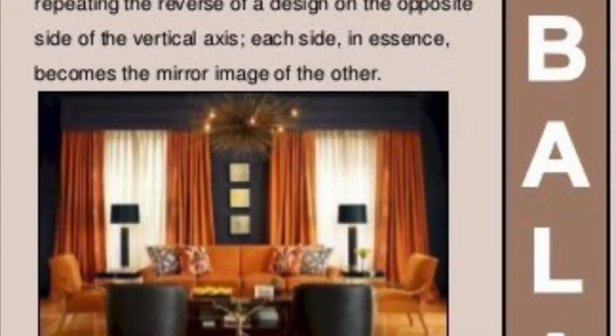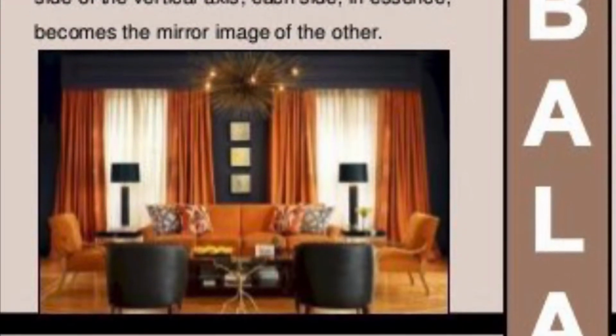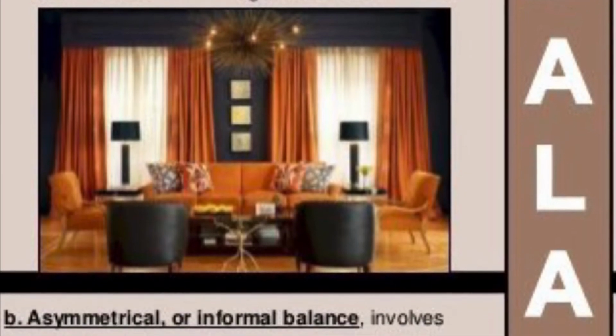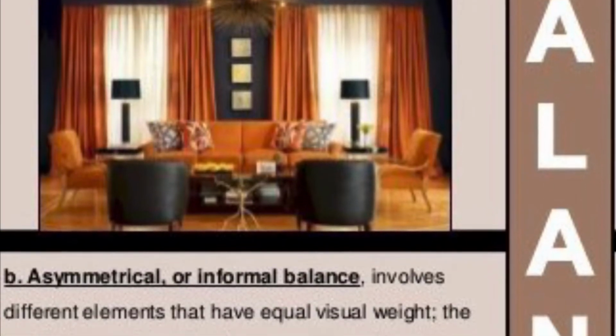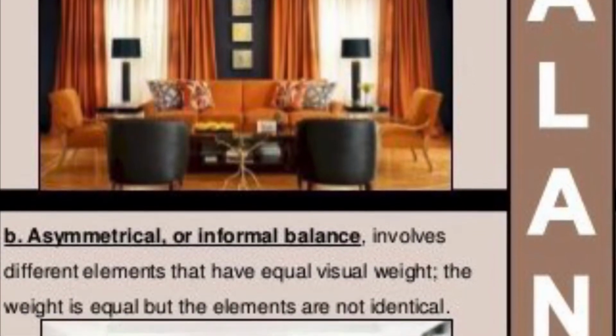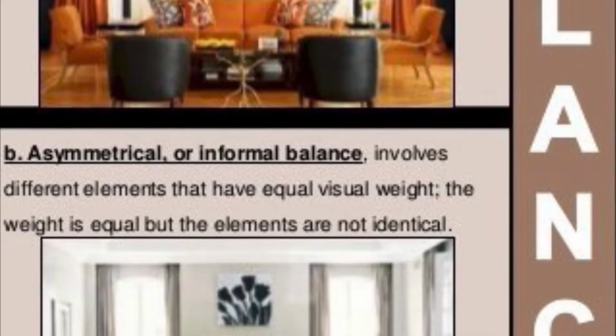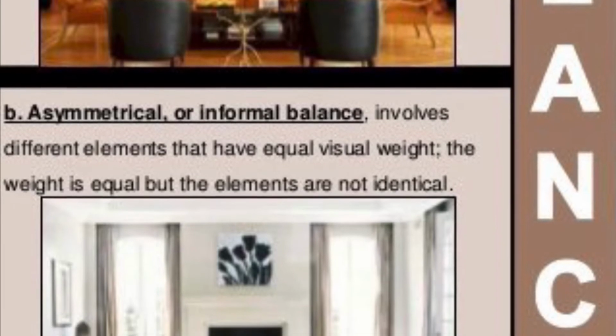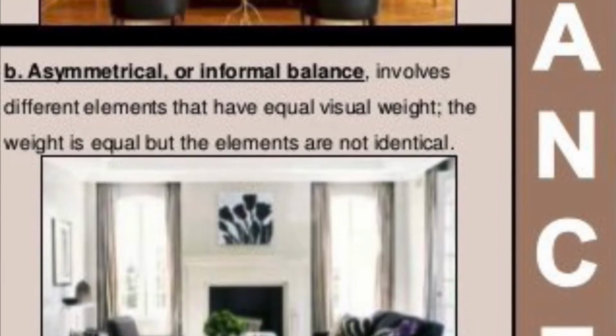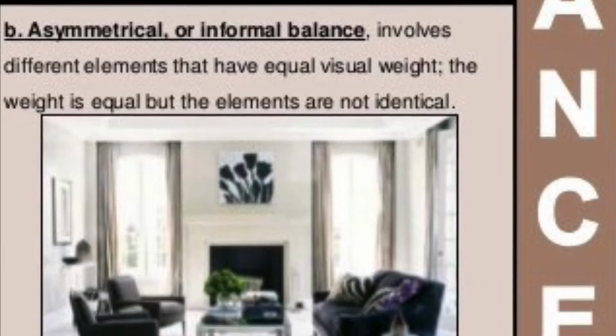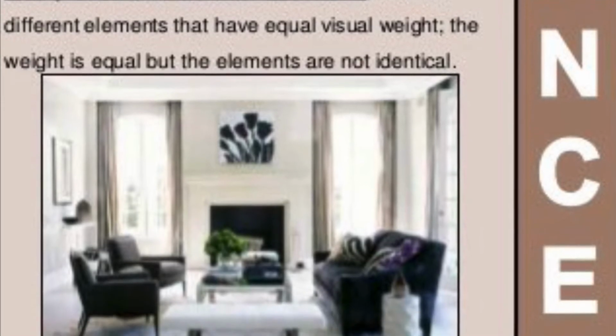The rule of balance refers to the distribution or placement of elements or things in a composition. Take a look at this first interior design. You can see that everything is equal on the same side, almost identical. We call that symmetry. The second type of balance is called asymmetry, where the different elements have equal visual weight, but they're not identical.